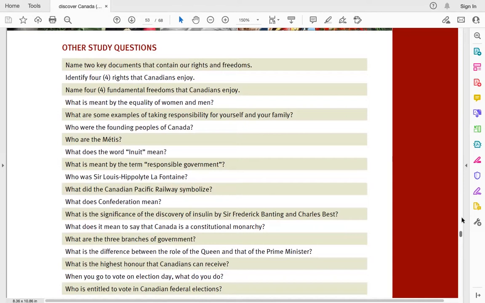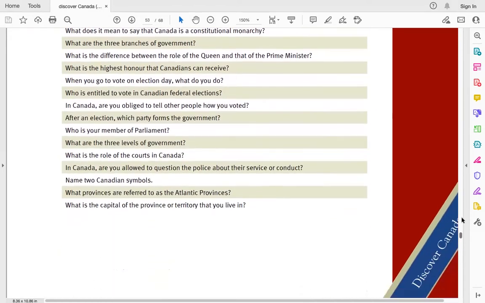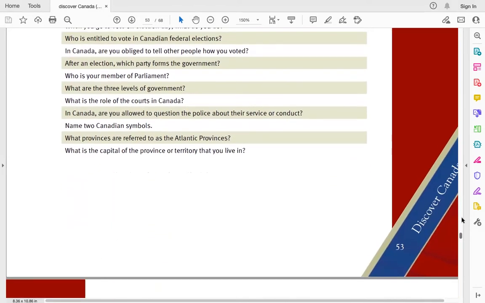What are the 3 branches of government? What is the difference between the role of the Queen and that of the Prime Minister? What is the highest honor that Canadians can receive? When you go to vote on election day, what do you do? Who is entitled to vote in Canadian federal elections? In Canada, are you obliged to tell other people how you voted? After an election, which party forms the government?